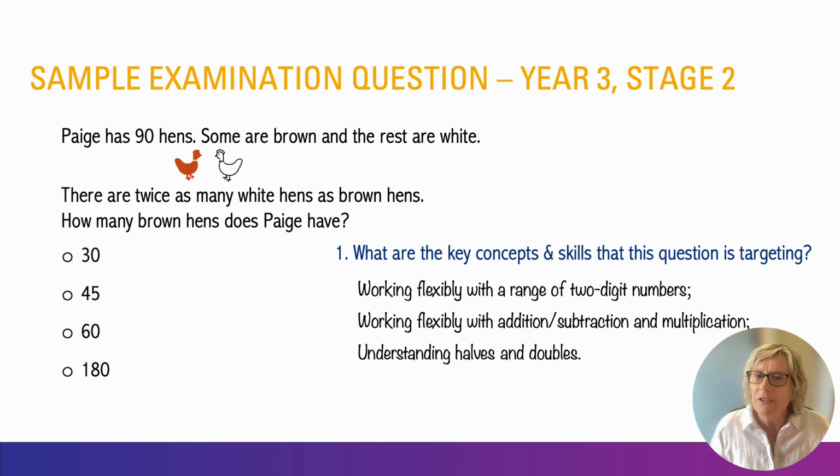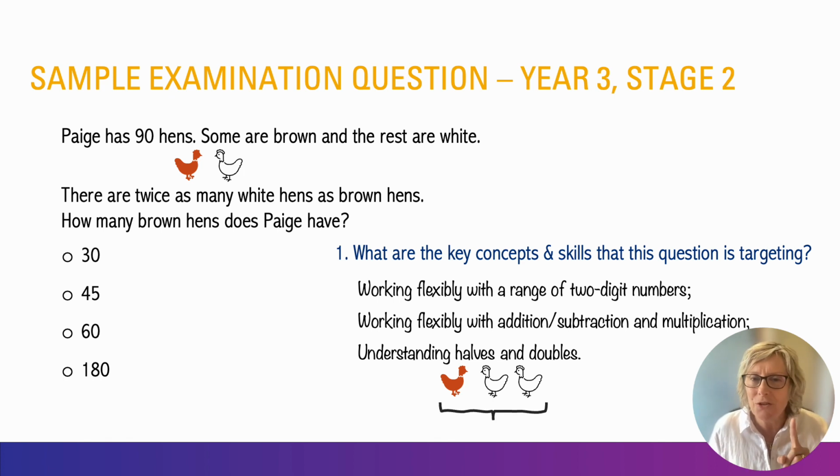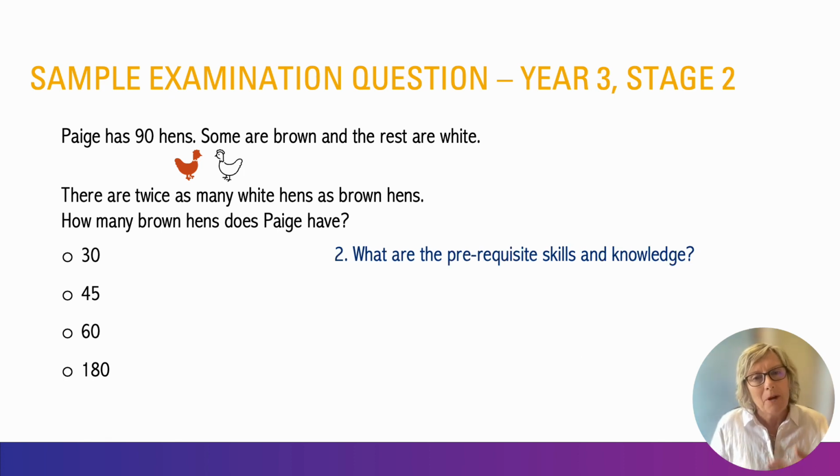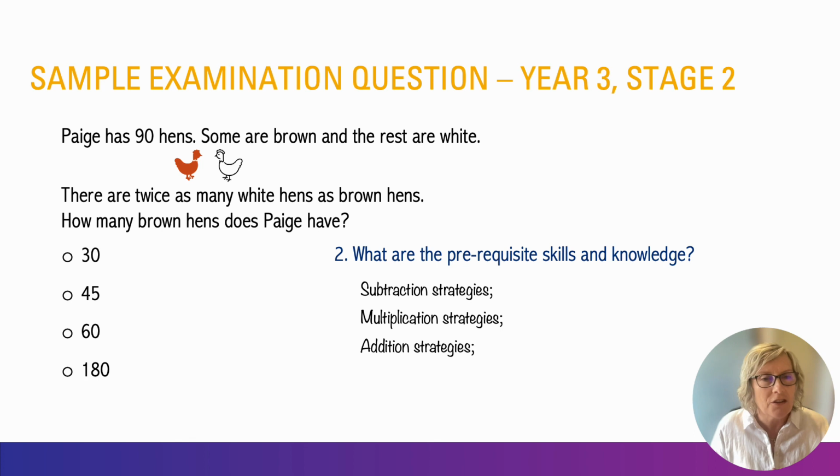Understanding halves and doubles, with twice meaning double. And recognizing that when one part is double another part, then there are actually 3 parts to consider overall. Students often misunderstand and think that there are only 2 parts overall. Prerequisite skills for this question include subtraction strategies, multiplication strategies, addition strategies, and interpreting word problems.